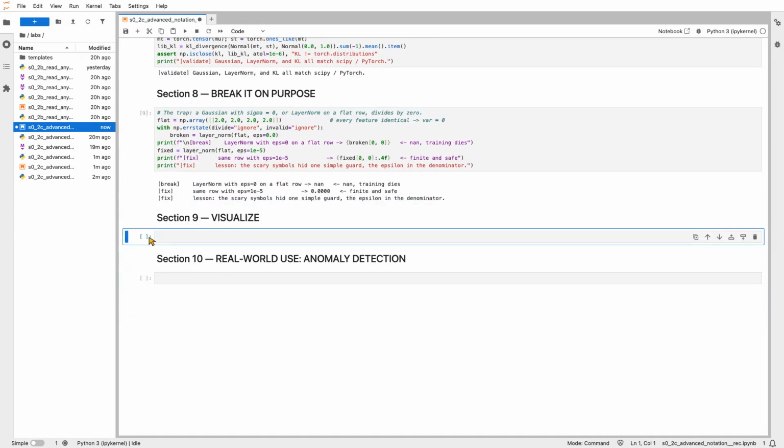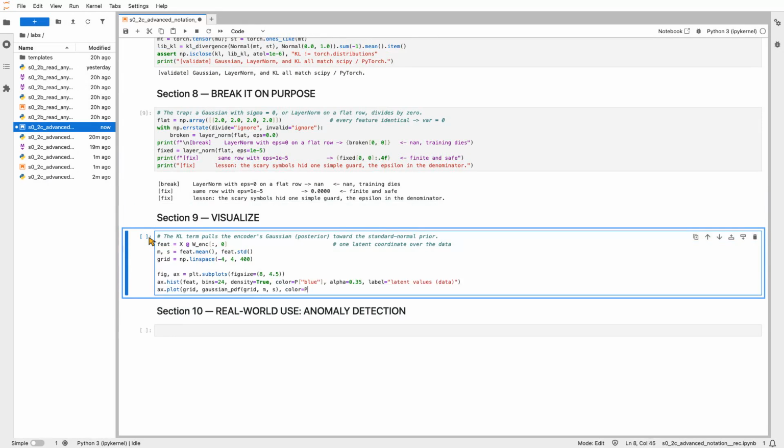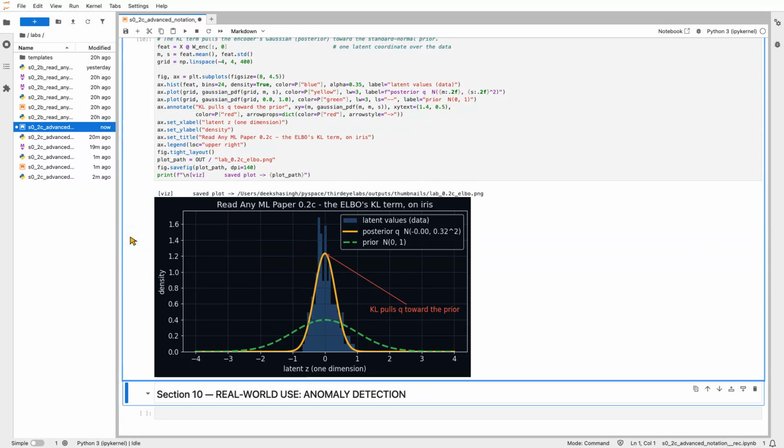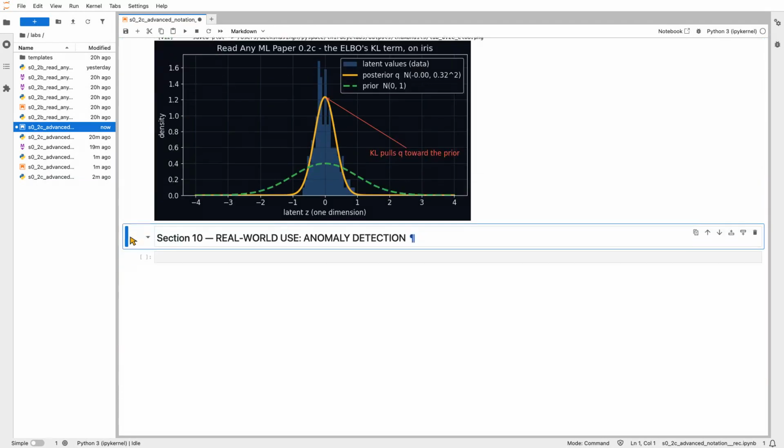Section 9. Visualize. We plot the encoder's Gaussian against the standard normal prior. The KL term is the force that pulls the posterior toward the prior, keeping the latent space tidy.